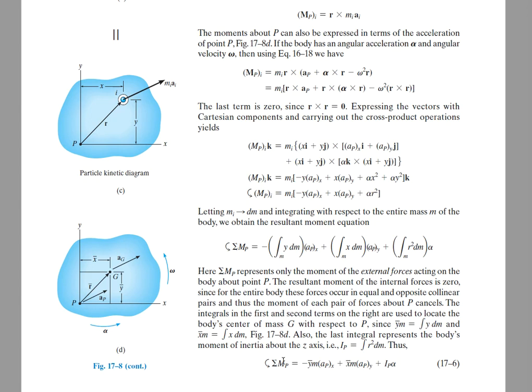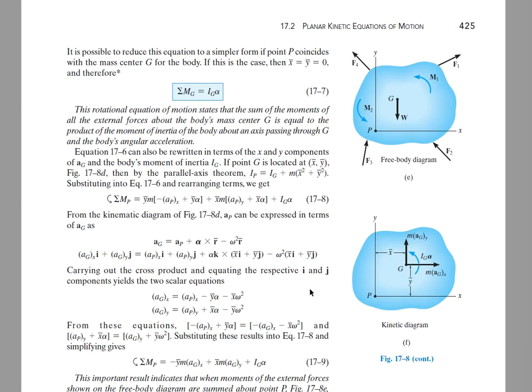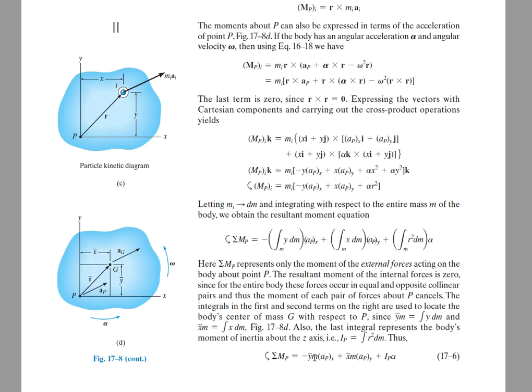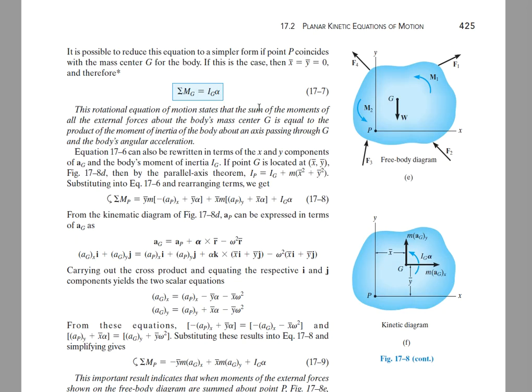If point P is chosen as the center of mass, center of gravity of the body, then the distances y-bar and x-bar become 0. And we have this simplified form of the moment equation, Newton's law for a rotating body, we can call it. So the sum of moments about the center of mass is going to be the mass moment of inertia about the center of mass times the angular acceleration of the body.